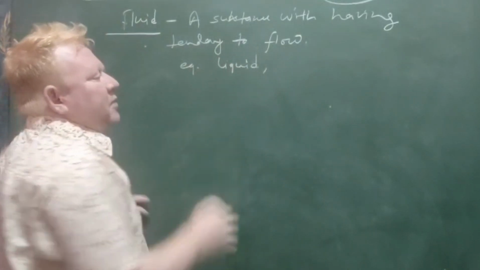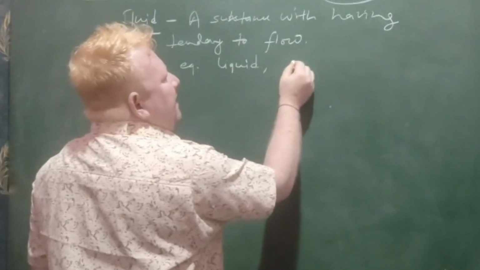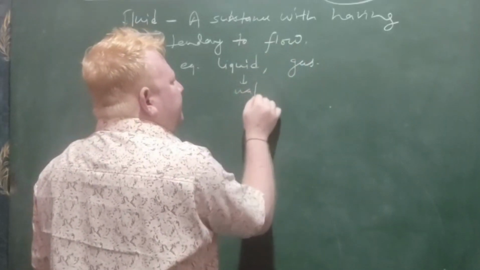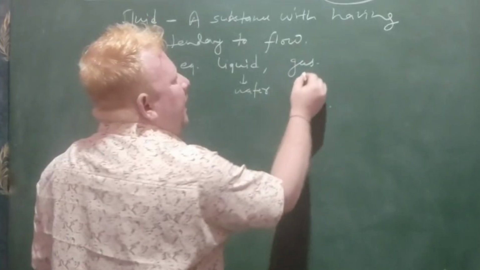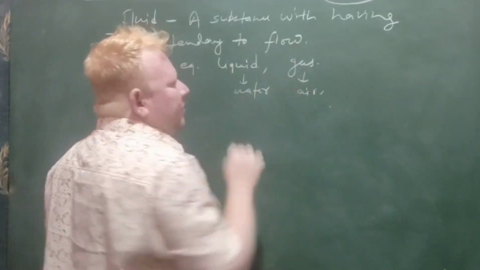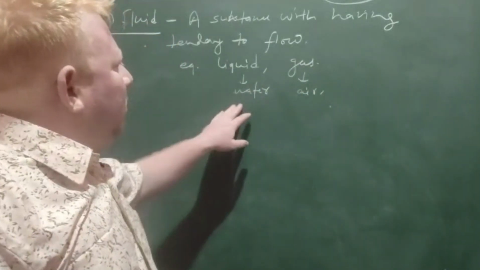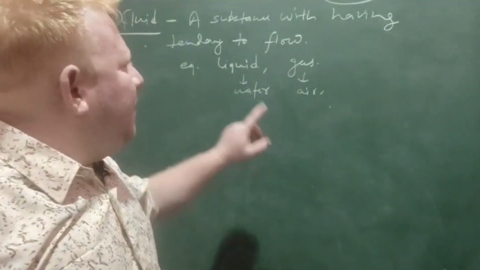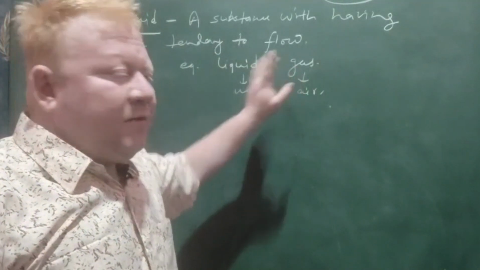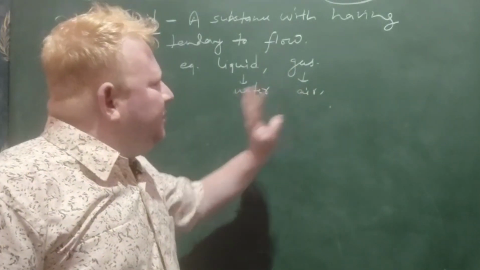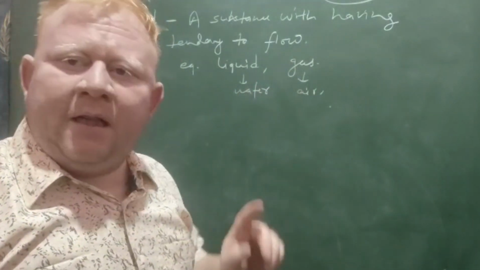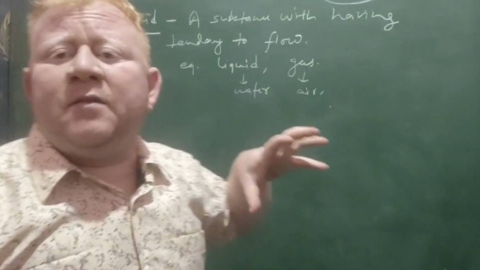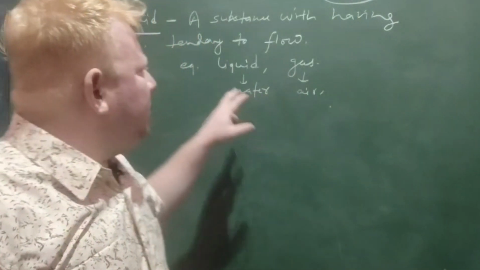Almost all liquids come under fluid. Of course, gas also. So in liquid generally we take water, and in gas we take air, right? So water and air both are fluid. Why? Because water comes under liquid and air comes under gas. Now what is the difference between these two? See, actually, gas is more compressible as compared to liquid.